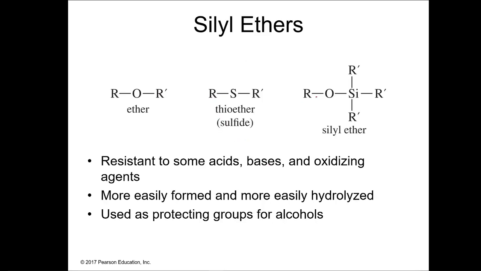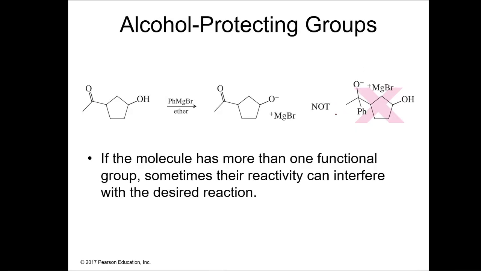Silyl ethers, which is a silicon with three carbons attached to it and an oxygen, are used as protecting groups. If you have multiple reactive functional groups and you want to react one and not the other, you have to protect one. So if you were to react with a phenyl Grignard reagent here, you could possibly get different reactions, okay?